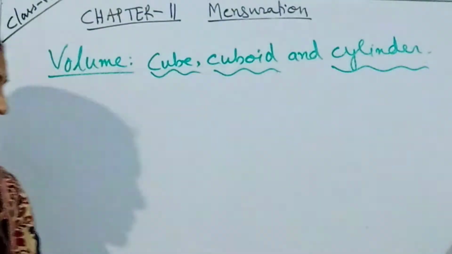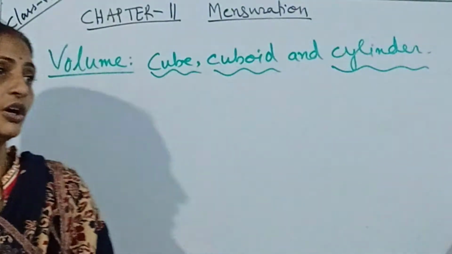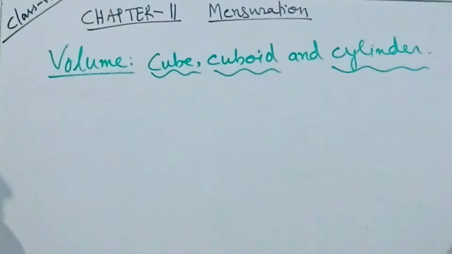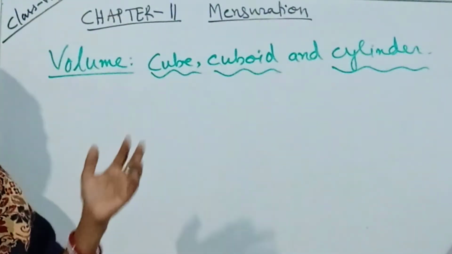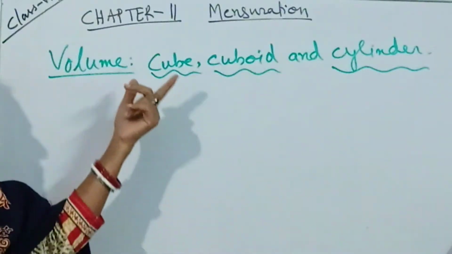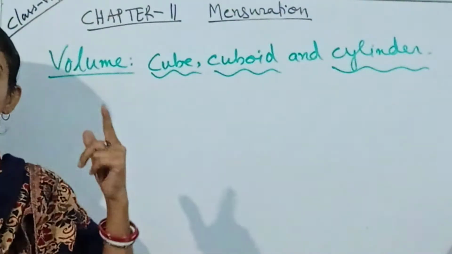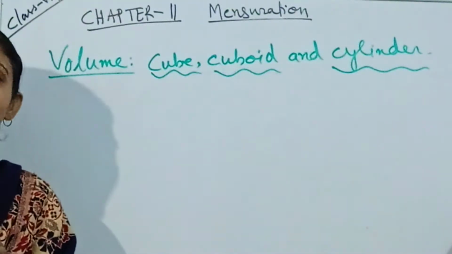Today we are going to discuss the last part of this chapter. It is mensuration, and it cannot be completed without the volume of these 3D shapes which we have discussed. The shapes we have discussed earlier are the cube, cuboid and cylinder. Today we will discuss the volume of these shapes.